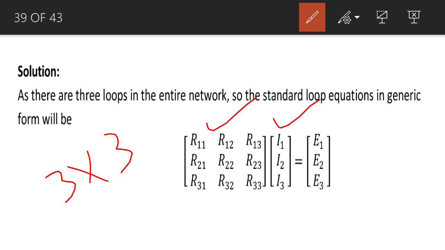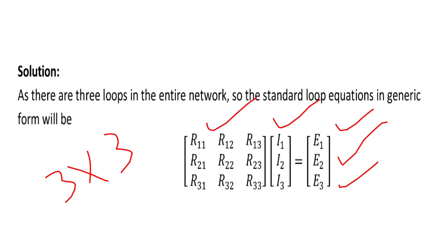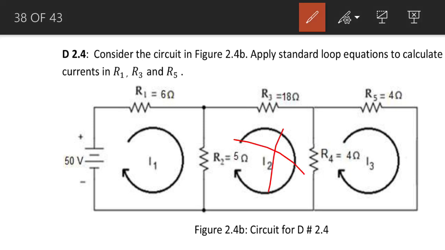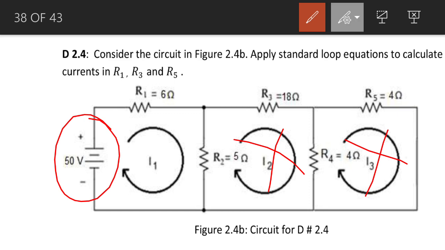Cramer's rules. E1 is the total voltage in loop number 1, E2 is the total voltage in loop number 2, E3 is the total voltage in loop number 3, and you see there is only one voltage source in loop number 1, there is no source in loop number 2, and there is no source in loop number 3. So E1 will be 50 volt, E2 will be 0, E3 will be 0. So anyhow, we are going to find out R11.